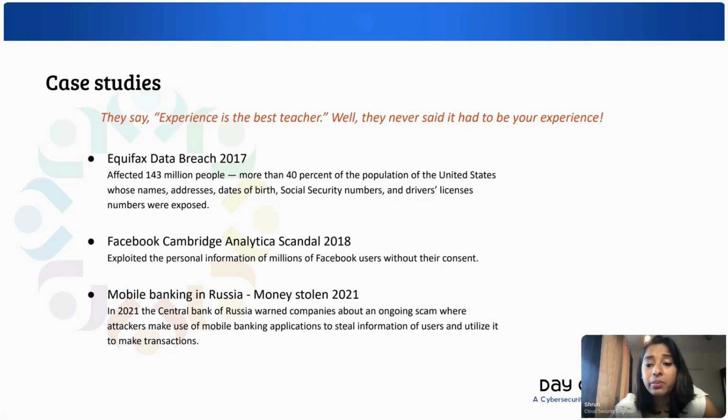There are other security breach incidents also. The major ones in recent times are the Facebook Cambridge Analytica scandal in 2018 and mobile banking fraud in Russia in 2021. In 2021, the Central Bank of Russia warned companies about an ongoing scam where attackers make use of mobile banking applications to steal users' information and utilize it to make transactions. The attackers debug the banking apps, which enables them to research the payment order and the architecture of remote banking API calls.